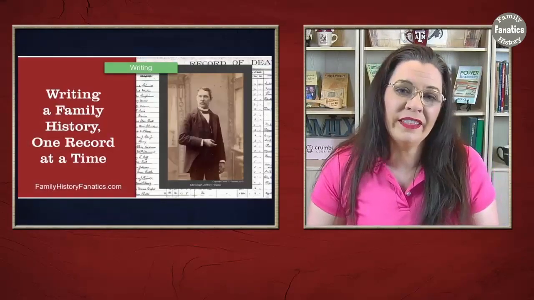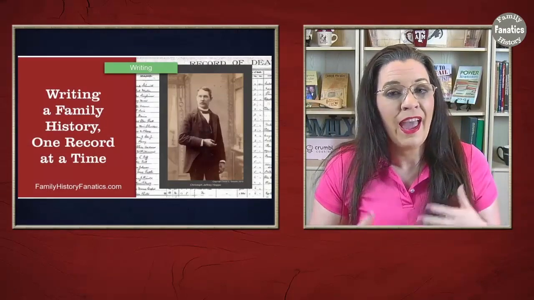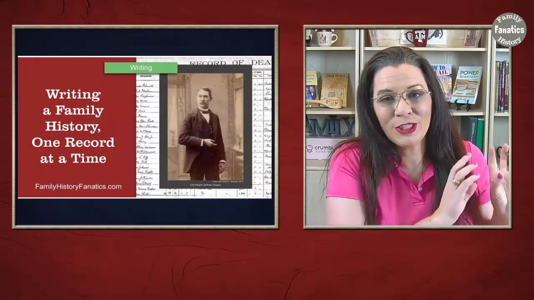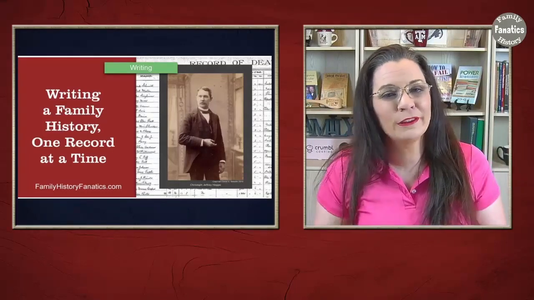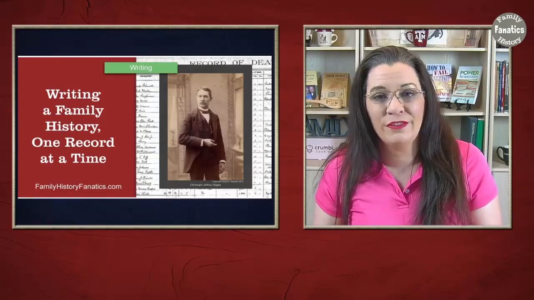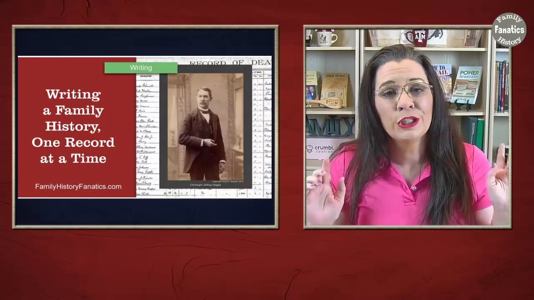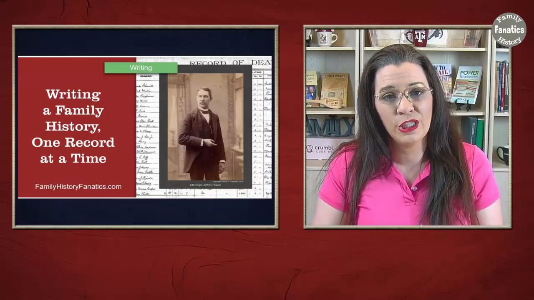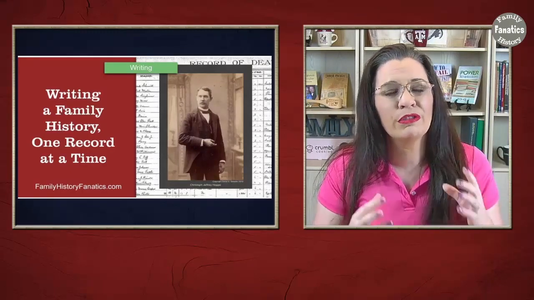And then finally, you can also write a family history. And if you use that transcription in step 1, it makes it a whole lot easier to write a family story, because record by record, sentence by sentence, you can write of family history.